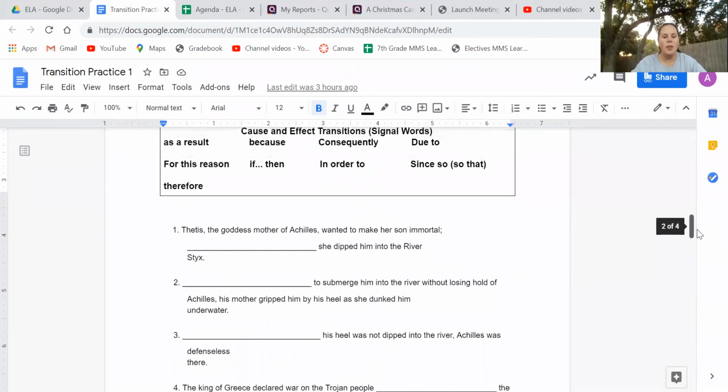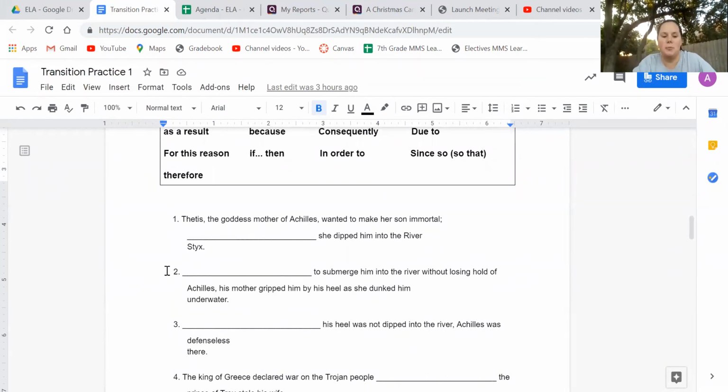Okay, so let's look at number 2. Blank, to submerge him into the river without losing hold of Achilles, his mother gripped him by his heel as she dunked him under water. Okay, so I'm looking for a word at the beginning of the sentence, so I need it to be a capitalized word. Okay, so I can't have as a result, I can't have because, consequently. Let's try that word. Consequently, to submerge him into the river without losing hold of Achilles, his mother gripped him by his heel as she dunked him underwater. Does that make sense?